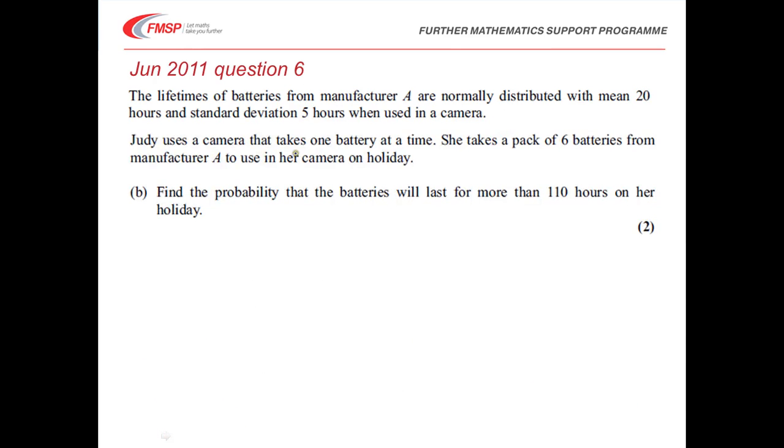So Judy uses a camera that takes 1 battery at a time. She takes a pack of 6 batteries from manufacturer A to use in her camera on holiday. Find the probability that the batteries will last for more than 110 hours on her holiday. So really this is the probability that the total lifetime that I'm looking for exceeds 110. And we've already established what L is. So L was a normal distribution where we're dealing with a mean of 120 and a variance of 150. So I'm just going to leave it as variance for now.